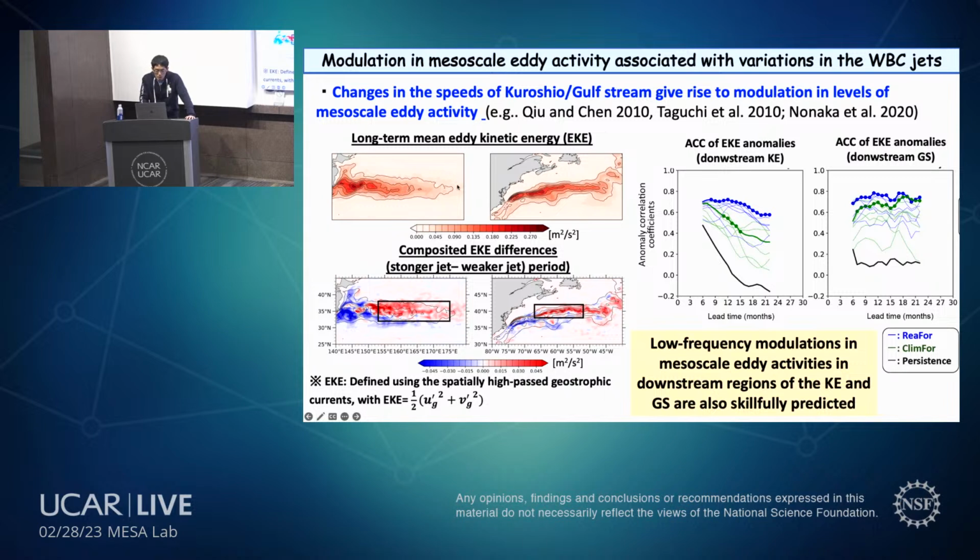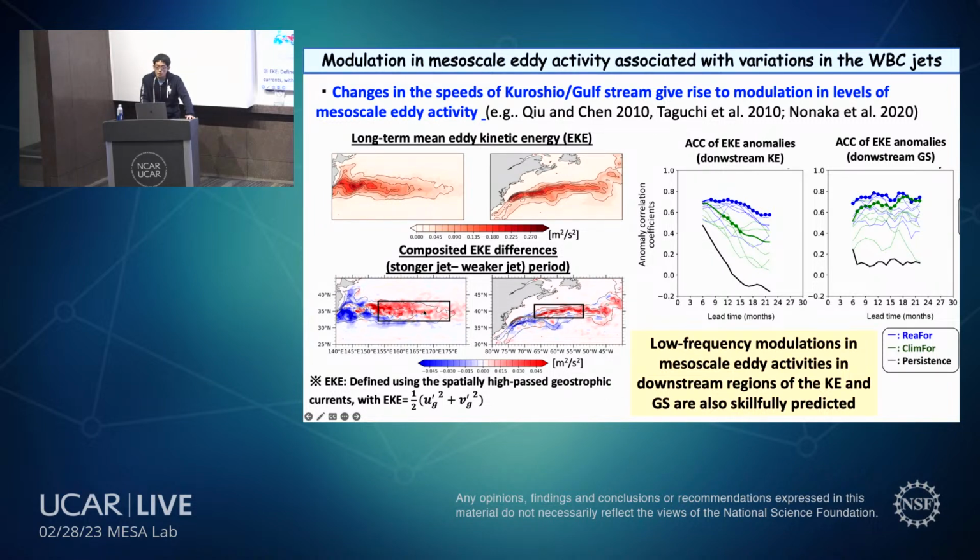But if we compare the years with stronger jet minus years with weaker jet, a distinct difference becomes clear. In other words, when the Kuroshio or Gulf Stream jets are stronger than normal years, the mesoscale eddy activity is elevated in the downstream region of both corresponding jets.